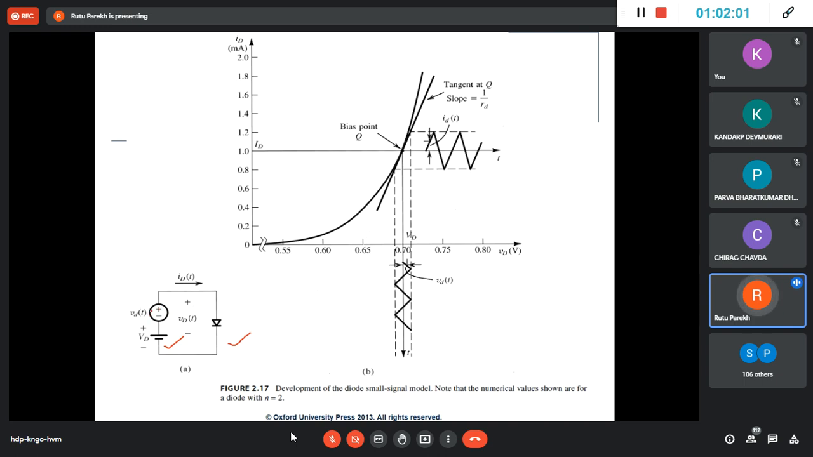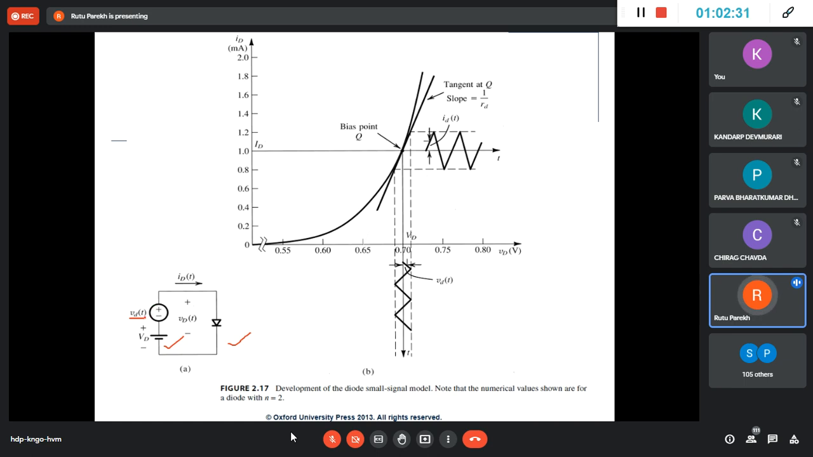So now this is your VD, the signal that you want to process. Because this diode is not for show. It is not a showpiece. It is for a use. And that use is you want to process your signal the way you want, because there are a lot of devices, and depending on what kind of signal processing you want to do, you will use either a transistor, diode, or whatever.